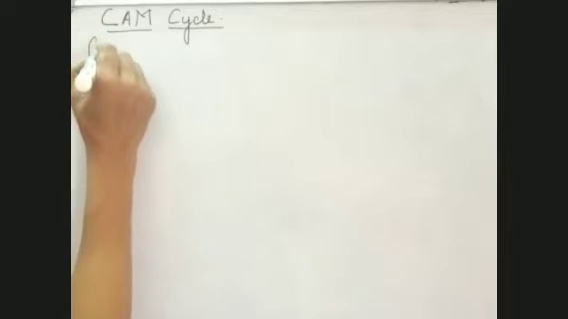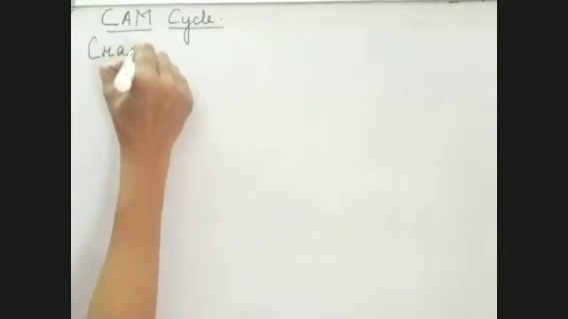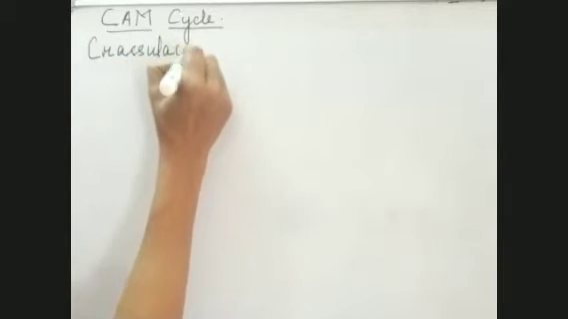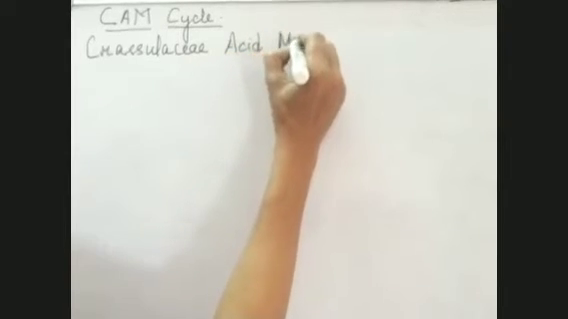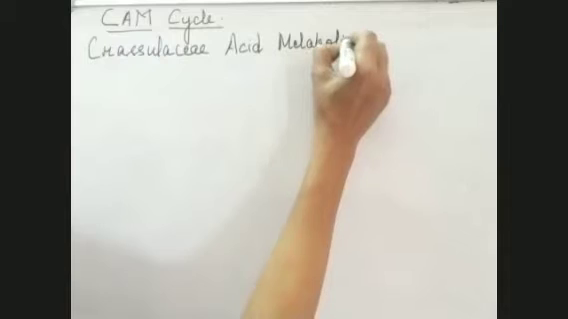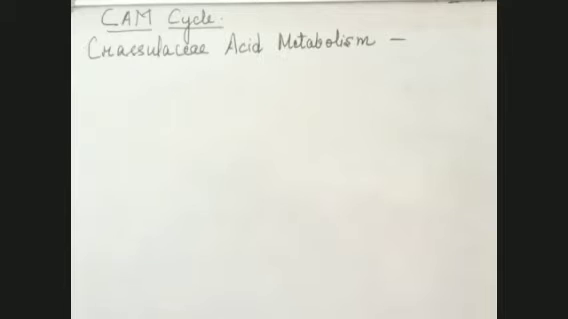So beta, I'm just doing this cycle. Listen to every word very carefully, and if you do not understand anywhere, just ask me. Crassulaceae acid metabolism. This is the full form of the CAM cycle.